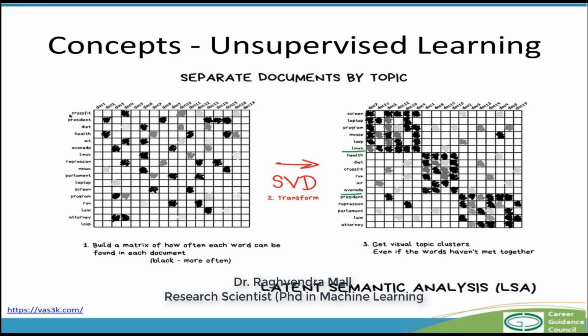You have people here, you have some of these particular terms which are present in documents, and here you have some documents. Now what you want to do is cluster these documents which have terms which are appearing multiple times or similar terms, and you can see that these clusters are appearing here. You have these terms which are associated with screen, laptop, program, mouse, loop, Linux. So you can see that in these documents you have all of these terms which are appearing simultaneously.